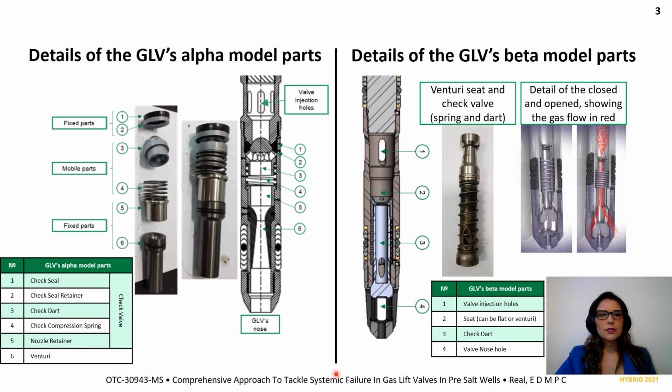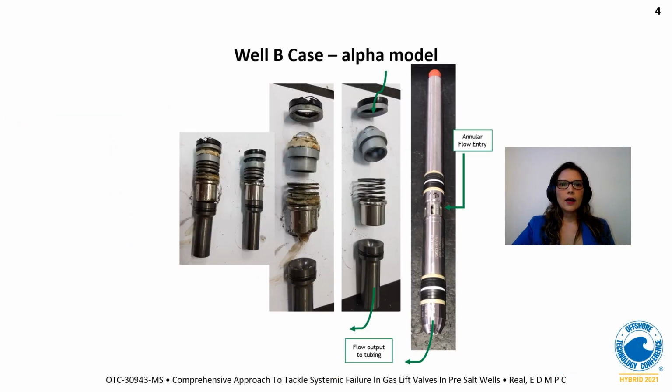In both cases, when the spring is relaxed, the valve remains in a closed position. However, when annulus pressure is greater than tubing pressure, the spring is compressed, and the valve is in an open position. Now I'm giving you 2 more details on the well B case.